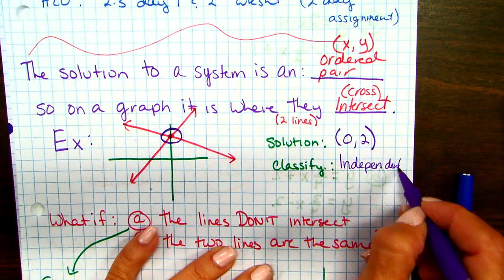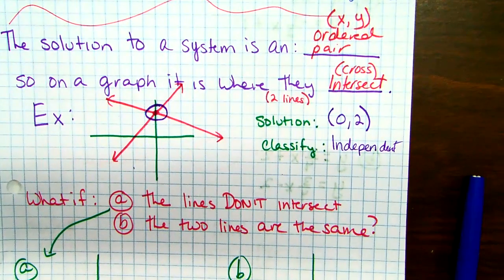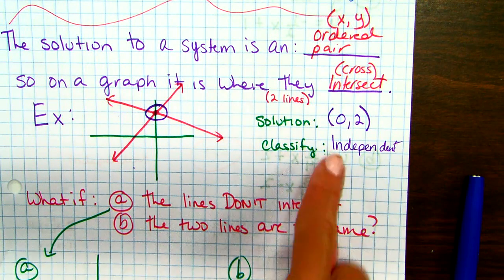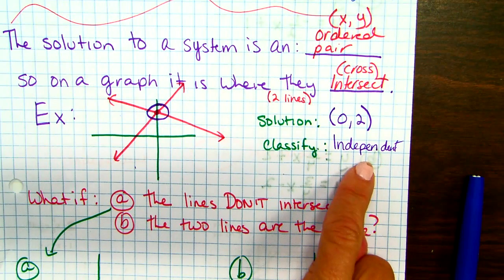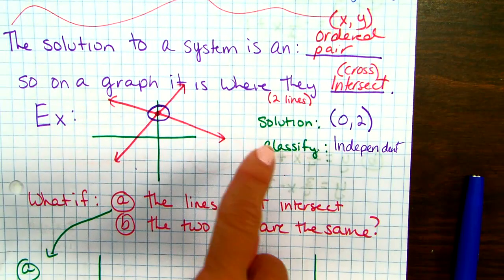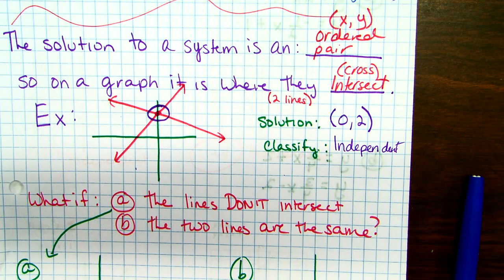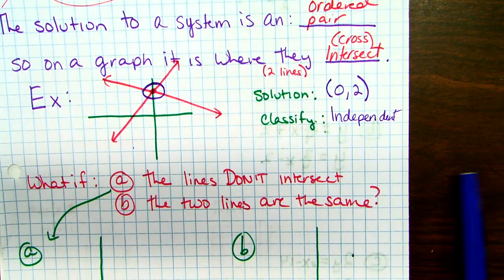Independent. And the way I help myself remember these, because in a minute we're going to have a total of 3 different classifications, is I'm going to give you a little thing to help you remember each one. So the way I think of independent is we have 2 lines going in different directions. They're independent. Like you are independent of your brother or your sister or your parents. You go your own way. So 2 lines that go 2 different directions are independent. Okay? And that's going to make a lot more sense when I give you the other 2 types.